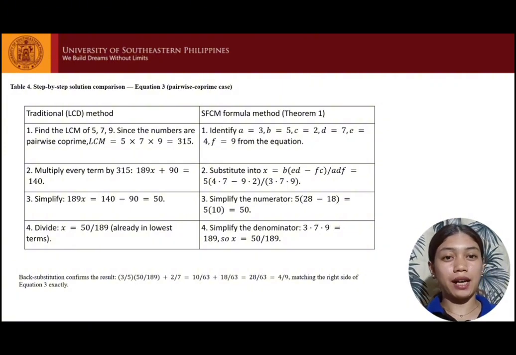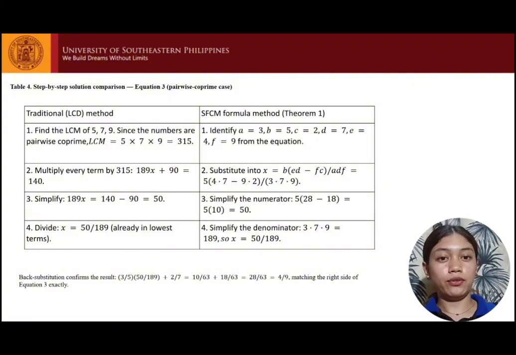And substitute directly into the formula x equals B times the quantity of ED minus FC, all over ADF. The numerator simplifies to 5 times the quantity of 28 and 18, which is 5 times 10, or 50. The denominator is just 3 times 7 times 9, which is 189. So we land on the same answer, x equals 50 over 189.